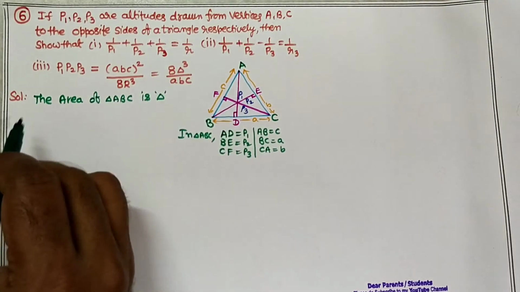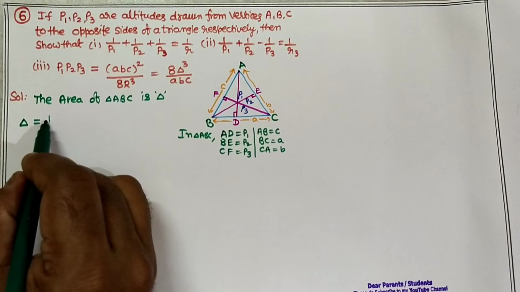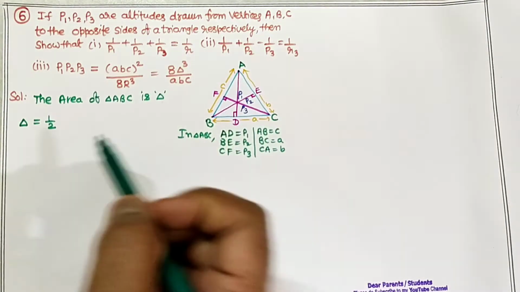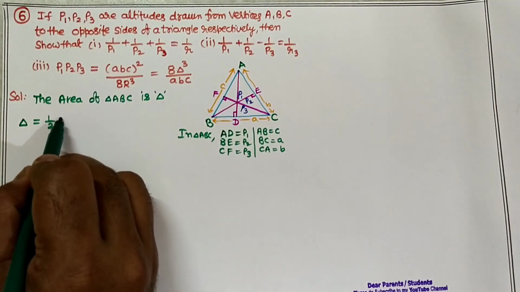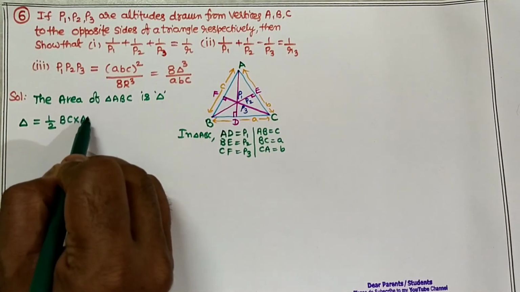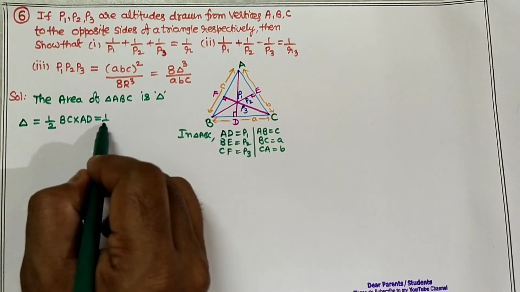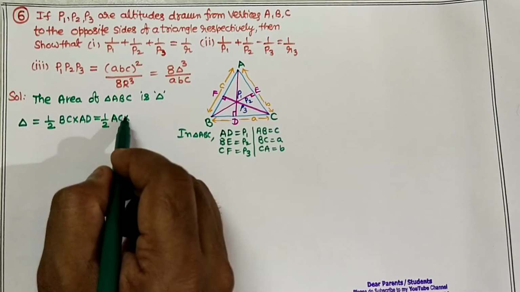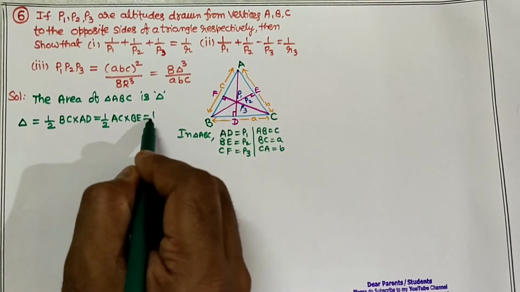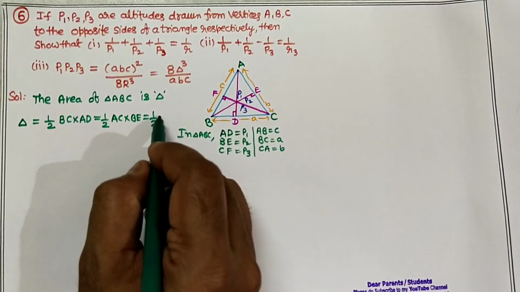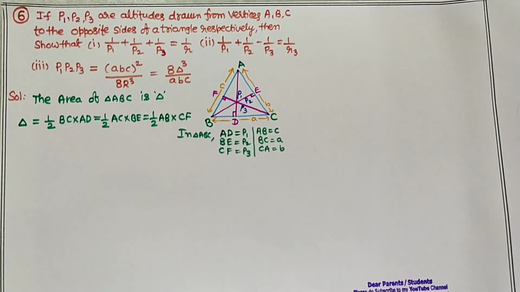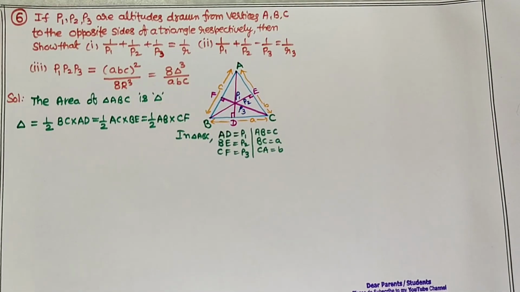For delta, we have three formulas. Delta equals half into, suppose we consider base is BC, altitude is AD, so half into BC into AD. Or suppose we consider base is CA, that means AC, altitude will become BE. Or half into the base AB, AB into altitude CF. So that is the formula, half BC into AD.